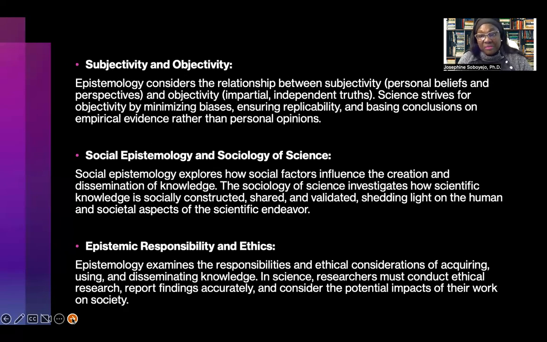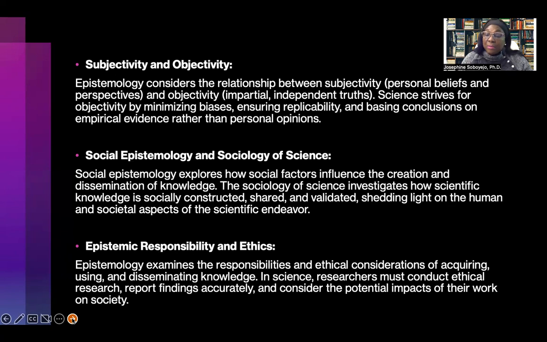Subjectivity and objectivity. Epistemology considers the relationship between subjectivity, that is personal beliefs and perspectives, and objectivity, which is impartial, independent truths. Science strives for objectivity by minimizing biases, ensuring replicability, and basing conclusions on empirical evidence rather than personal opinions.